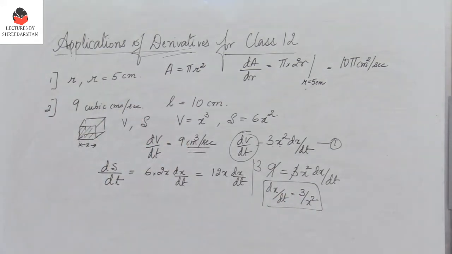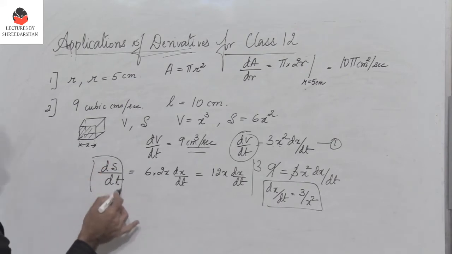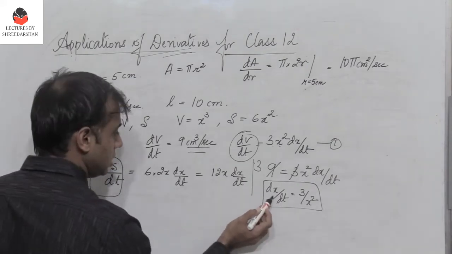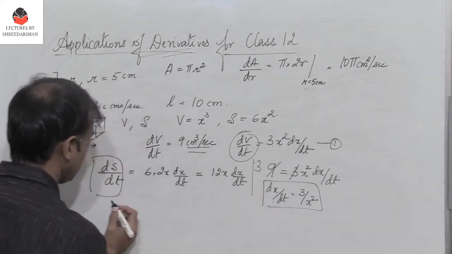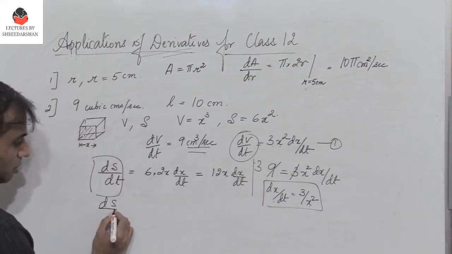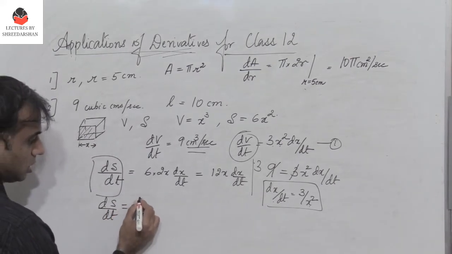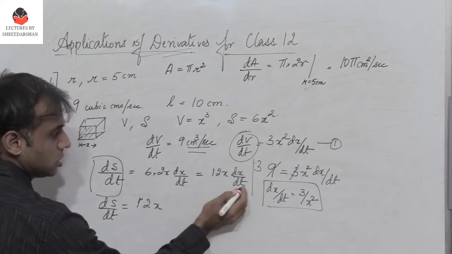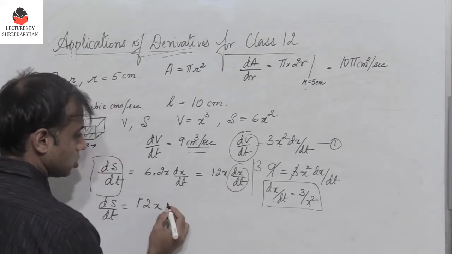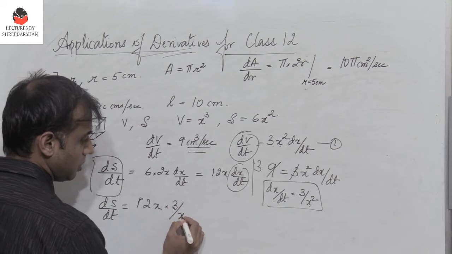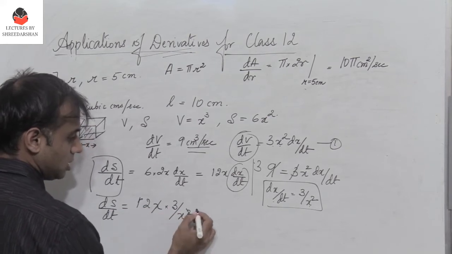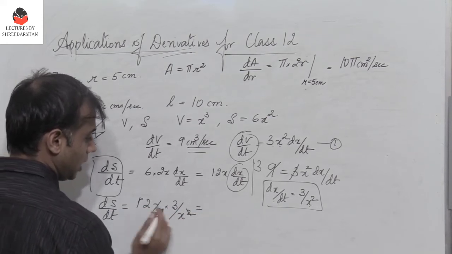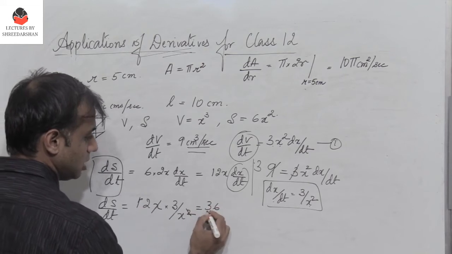So what do I need to find? I have to find how fast the surface area is increasing. I need to find dS by dt. I know that dx by dt is 3 by x squared, so dS by dt equals 12x times dx by dt. I'll substitute this here, 3 by x squared. The x gets cancelled. So now what do I have? 12 into 3 is 36 by x.